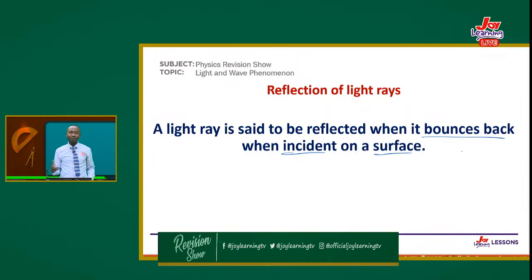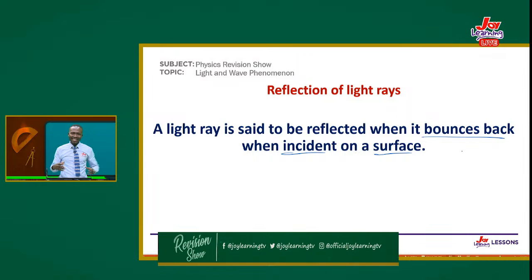When a light ray is incident on a surface, a number of things can happen. It could be absorbed, so the light ray could be absorbed, absorption. Now the light ray could refract. It would change direction and move along a different path. The light ray could even disperse, or in this case, it may reflect.